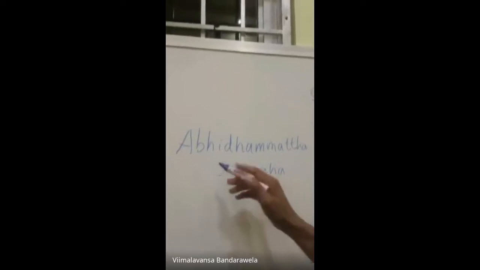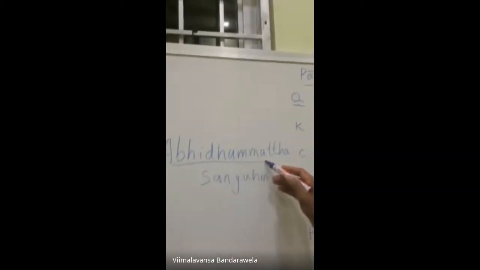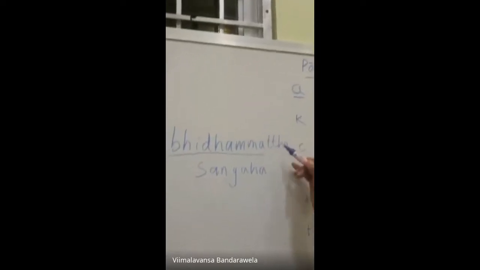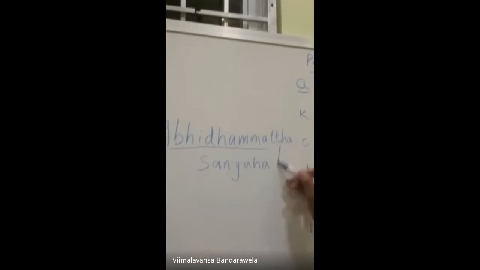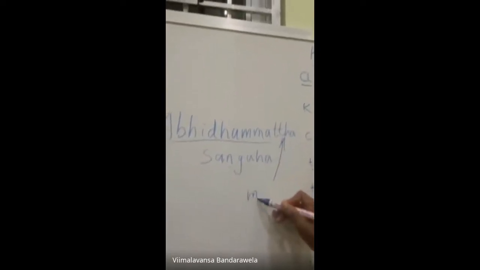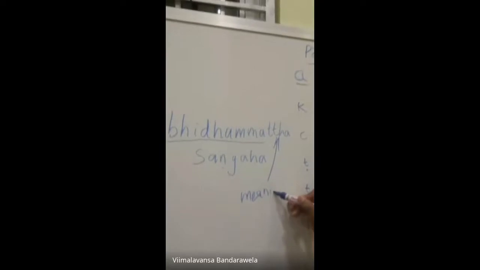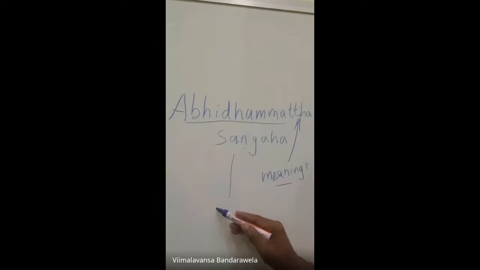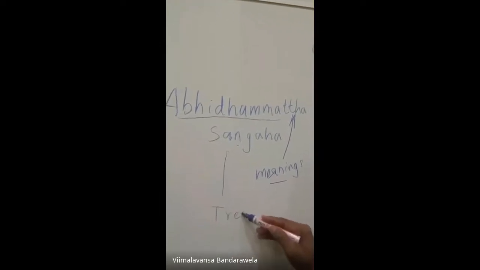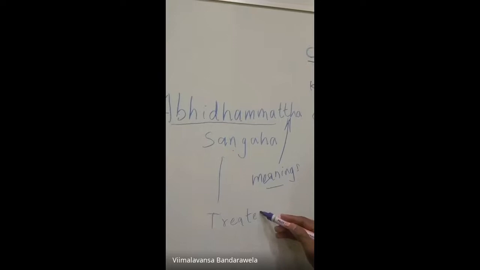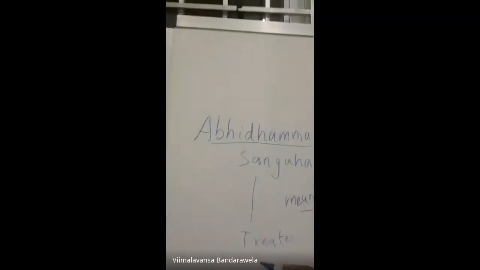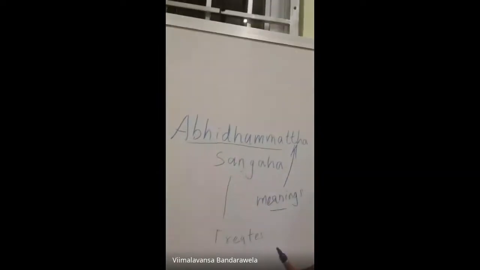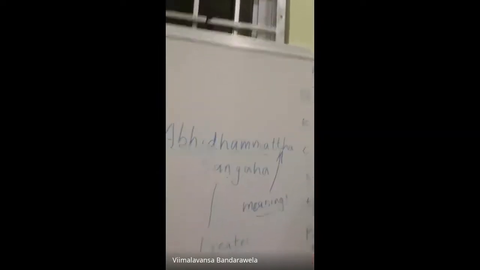Abhidhamma Sangaha, right? Abhidhamma means the great Dhamma. Attha, A-T-T-H-A, means the meaningful, meanings. Sangaha means the treatise. According to this book, we want to learn basic Abhidhamma first.